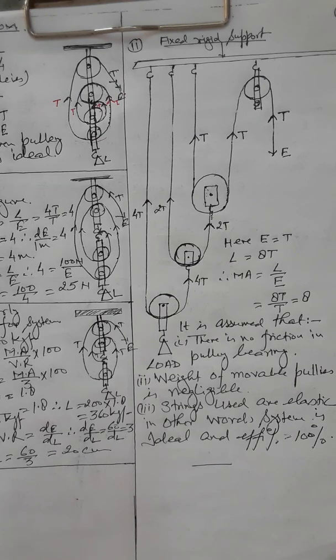Assumption: there is no friction in the pulley bearing. Second, the weight of the lower block is negligible. This is all assumption only; we assume it can be neglected. And third, effort is applied in the downward direction.